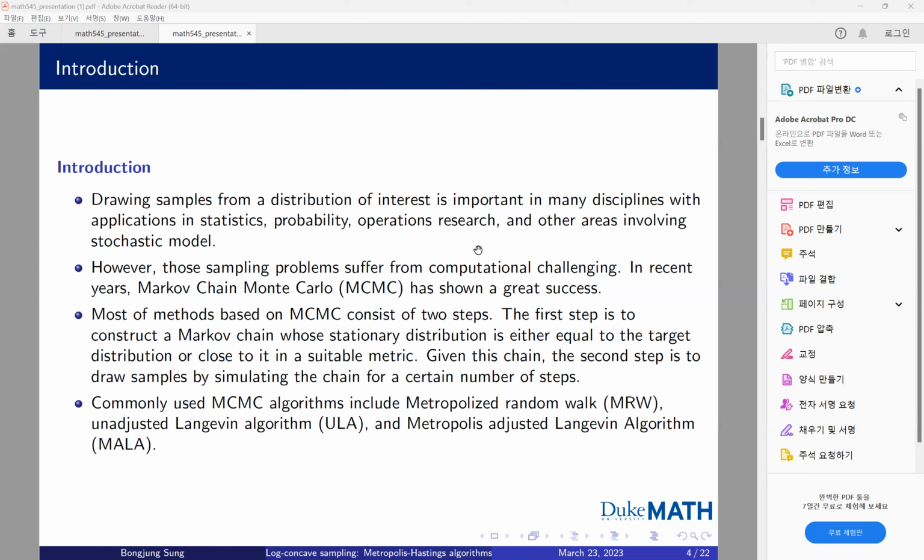In recent years, Markov chain Monte Carlo, MCMC, has shown great success. Most methods based on MCMC consist of two steps. The first step is to construct a Markov chain whose stationary distribution is either equal to the target distribution or close enough to it in some metric. Given this chain, the second step is to draw samples by simulating the chain for a certain number of steps. Commonly used MCMC algorithms include Metropolis random walk, MRW, the unadjusted Langevin algorithm, ULA, and the Metropolis-adjusted Langevin algorithm, MALA. Note that we are interested in these three algorithms.